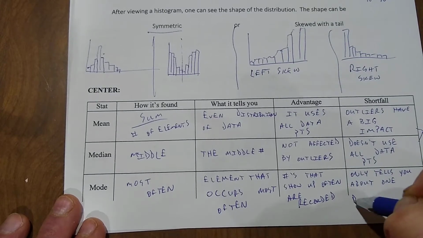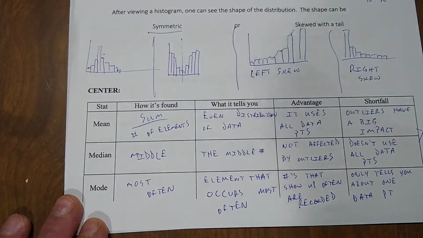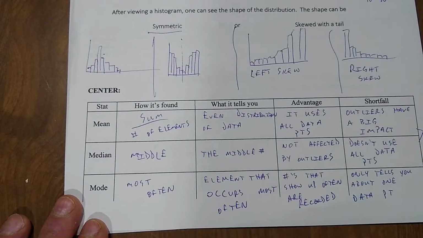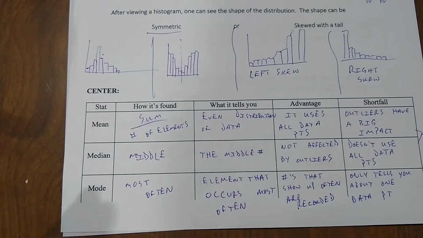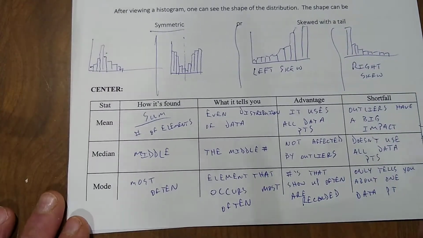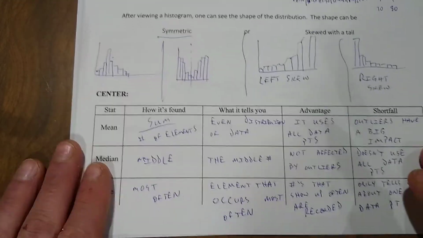Only tells you about one data point. The rest of it is pretty much left out. If everything in the whole data set occurs once and one happens to repeat, so it happens twice, there's your mode. So, it doesn't necessarily tell you that much. But these three together can be nice statistics. You've got your mean, your median, and your mode. Finding these is not difficult, so let's get into some of the tricky parts of the mean.